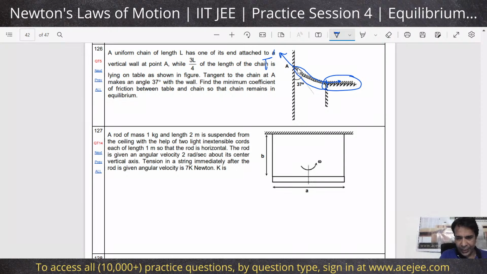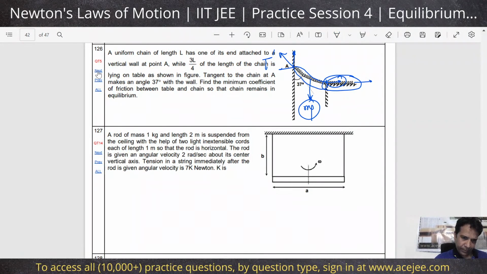So T dash at this point, and mg somewhere here is acting in the downward direction. You can write down T cos theta, T sine theta, and figure out the tension here in terms of mg. And then once you know the tension, the frictional force between the table and the rest of the chain, which is on the table, should be sufficient to provide that tension.